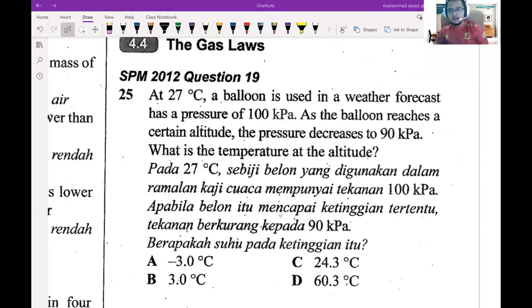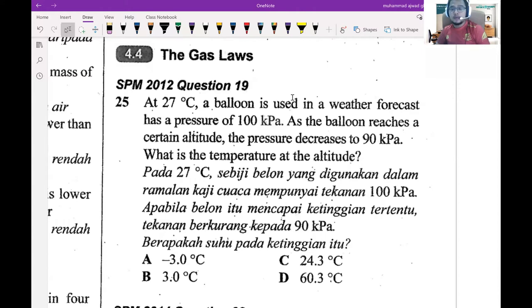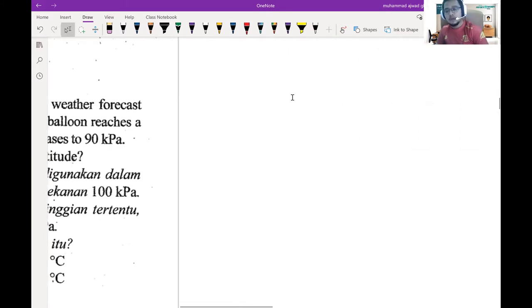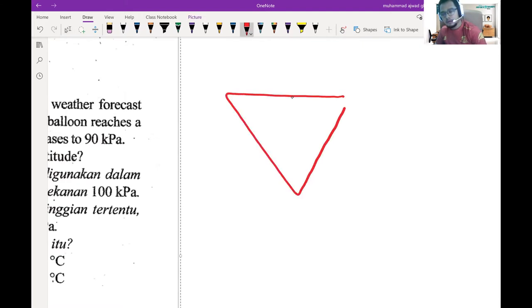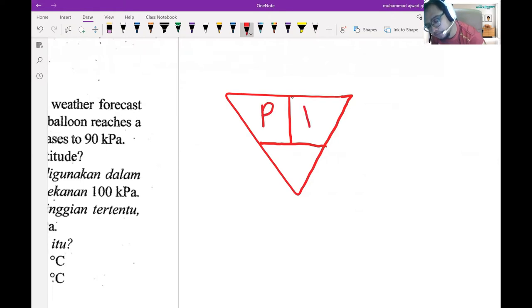Okay. Alright. So kita pergi kepada gas law. Bismillahirrahmanirrahim. So gas law 4.4. Subtopik terakhir dalam bab ni. So untuk gas law, you must remember there's three laws. Ada tiga law. So selalu cikgu akan buat macam ni. Okay. So, pecah tiga. P, pressure. V is the volume. And T is temperature.